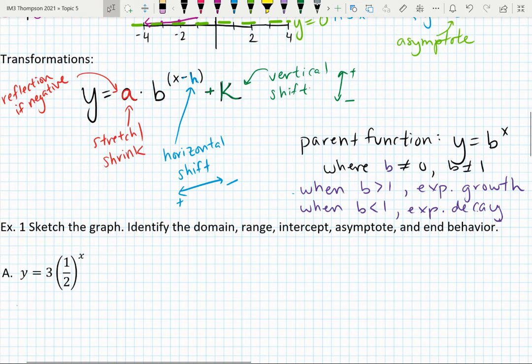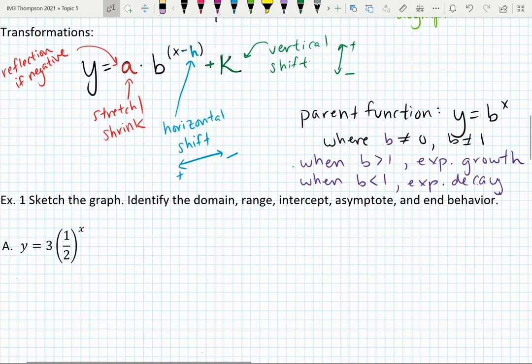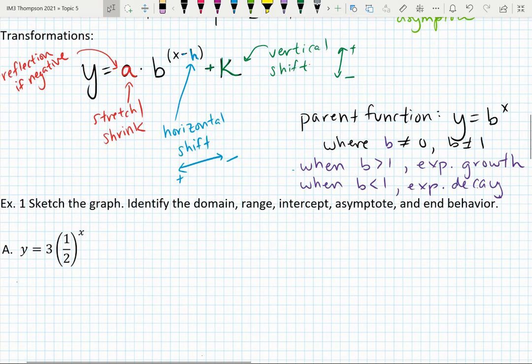All right, we're going to look at 2 more examples in depth today, and then we're going to save the application problems for next time. So example set 1, we're going to look at the graph and identify the domain, range, intercept, asymptote, and end behavior.